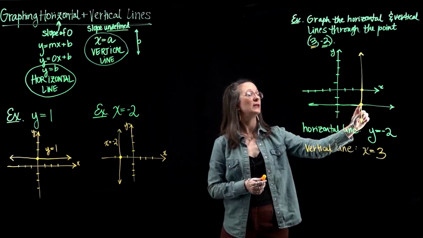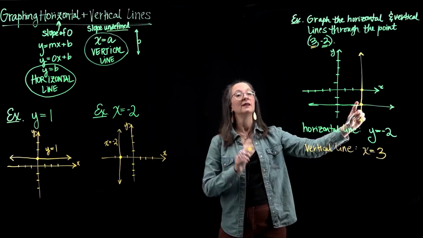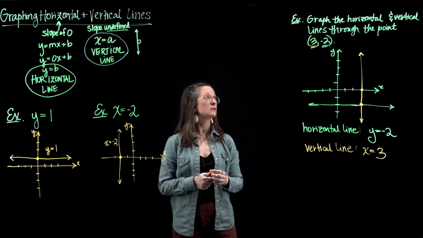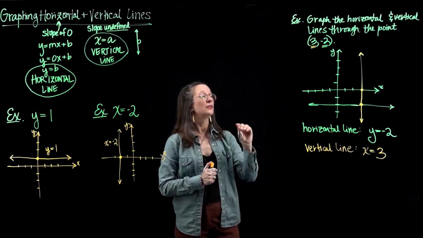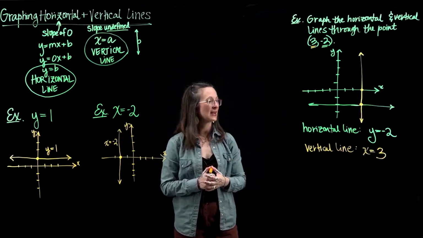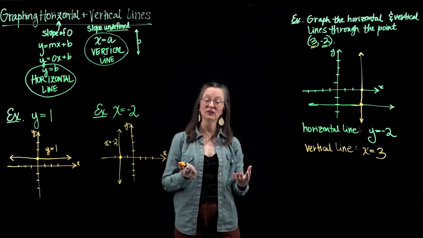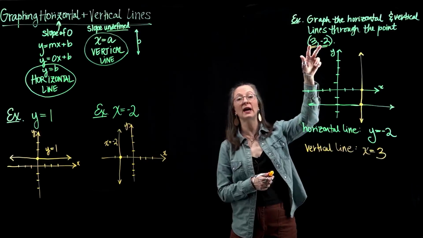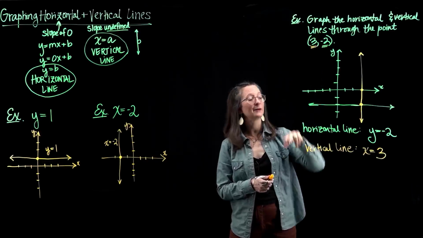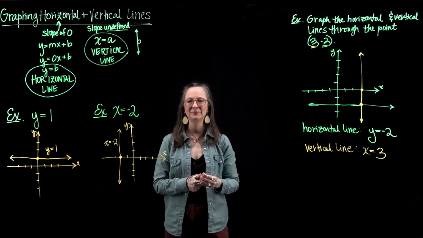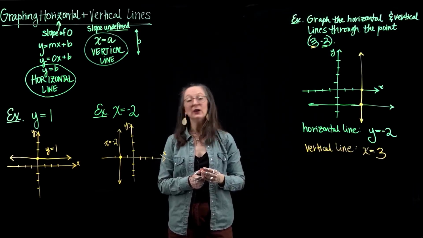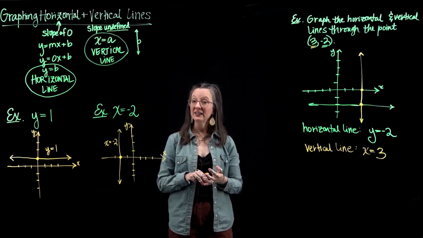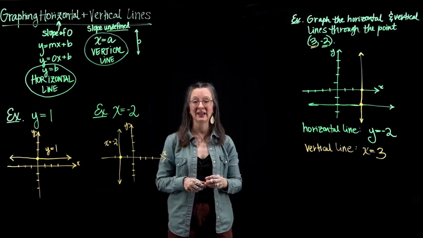All right, so for the point (3, -2), the horizontal line going through it is the line y equals -2, and the vertical line is the line x equals 3. We could have read that off of the point now that we understand how it all works together. Hopefully this gives you a good start on being able to graph lines, including the horizontal and the vertical lines.